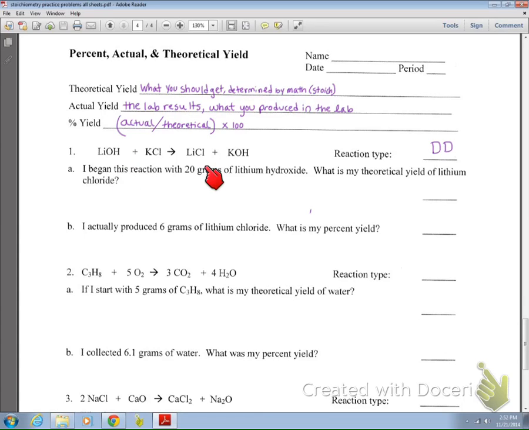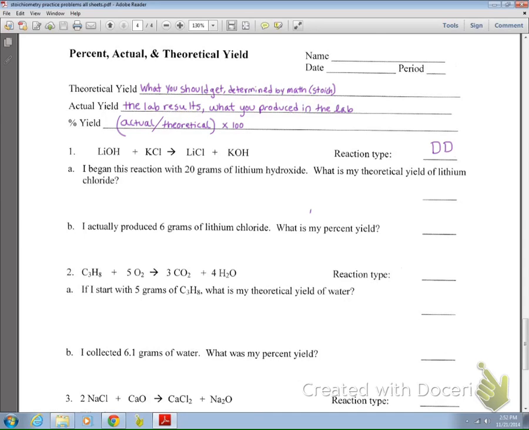If I begin this reaction with 20 grams of lithium hydroxide, what is my theoretical yield of lithium chloride? Whenever I ask for a theoretical yield of anything, it means what I should get determined by the math that I do. So this is in a perfect world with no percent error, no sources of error, anything like that. What should I get mathematically based on my numbers here?